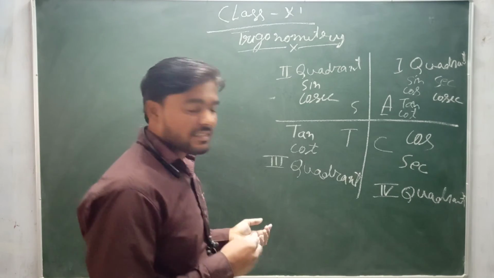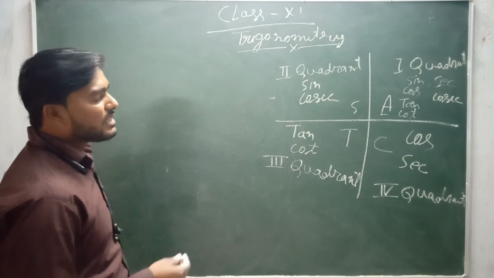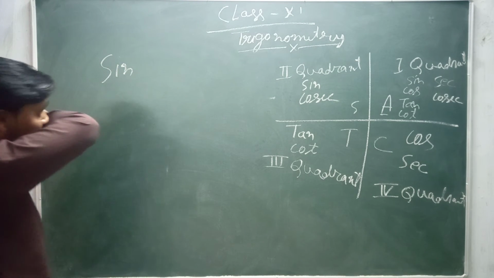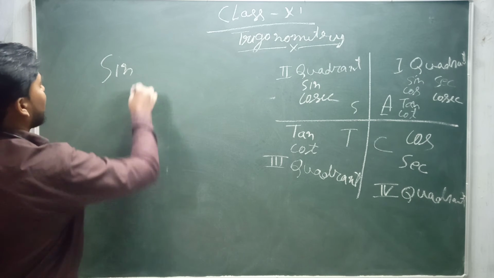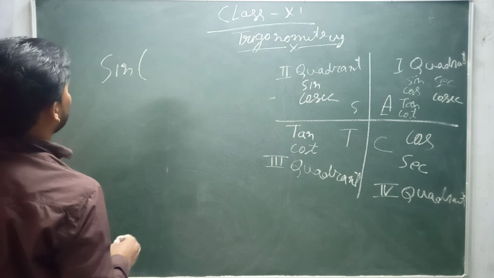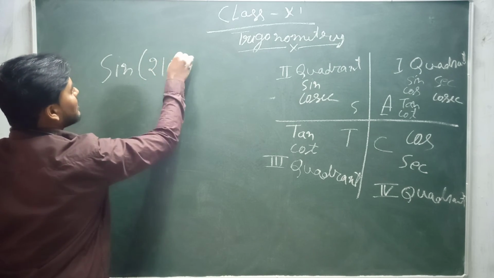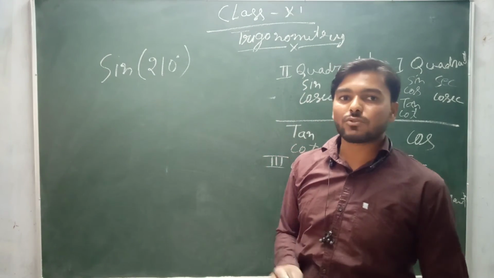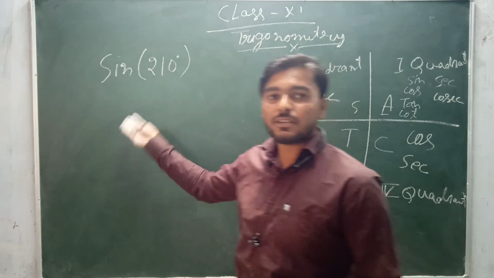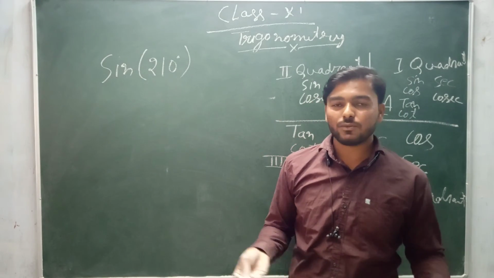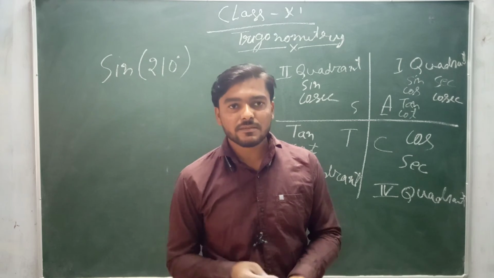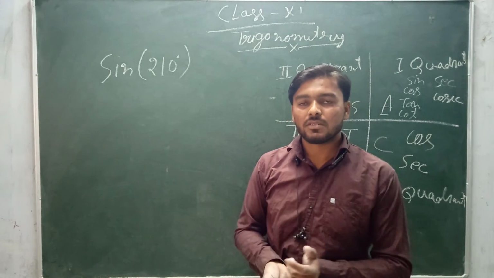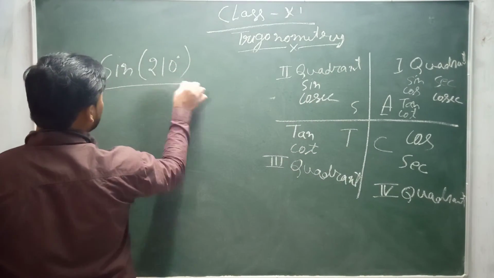Now take an example. Now we are going to calculate sine 210. There is a question in the exam: what's the value of sine 210? Then how will we calculate it? We have learned only sine 0 to 90, cos 0 to 90, tan 0 to 90. We don't know what the value is, so we will calculate it.